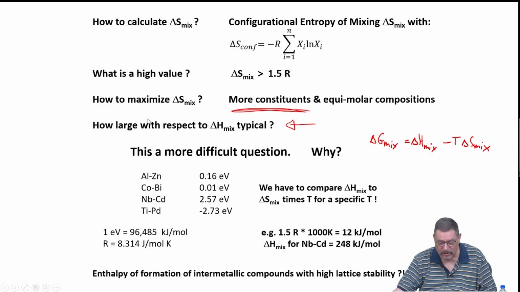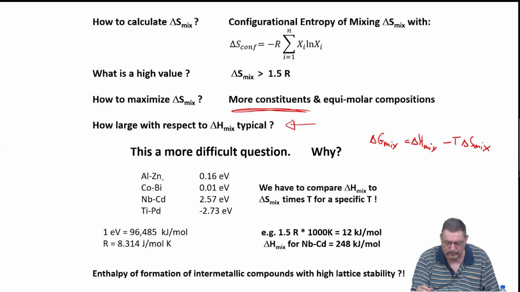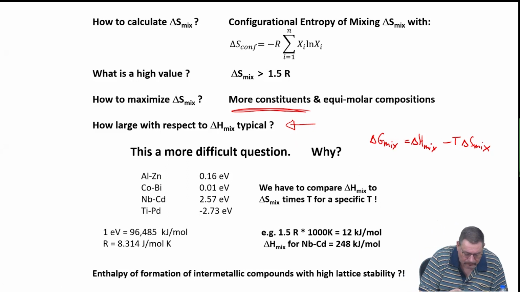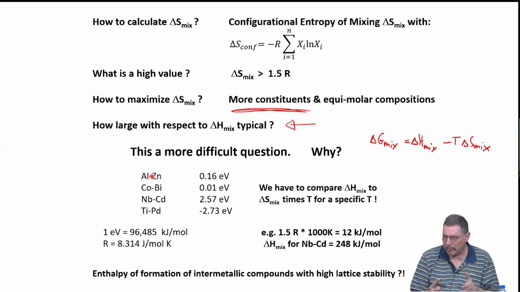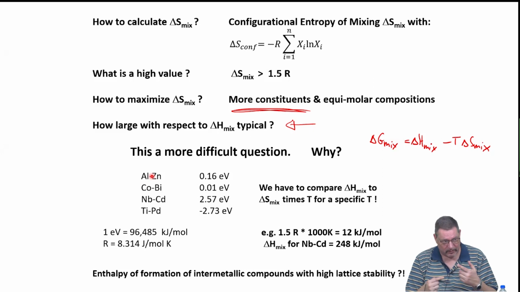And these are just the mixing enthalpies. A very high mixing enthalpy, either in a positive or negative way, gives rise either to phase separation or to compound formation, depending on the positive or negative direction. Both are bad for high entropy alloy formation.